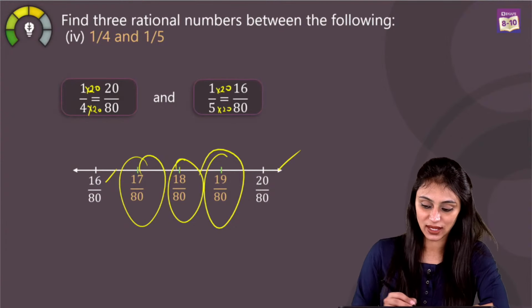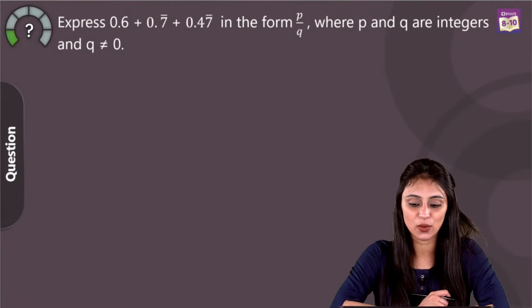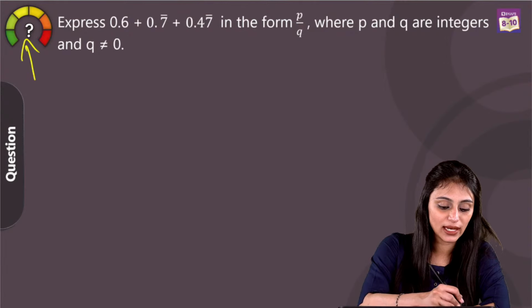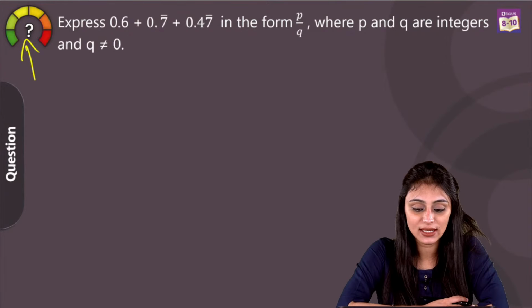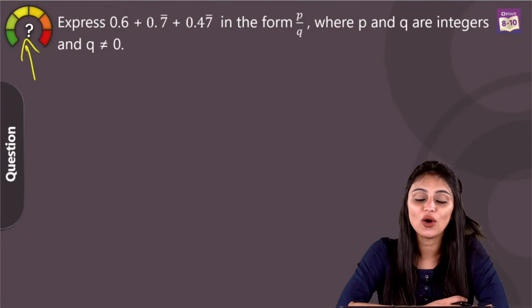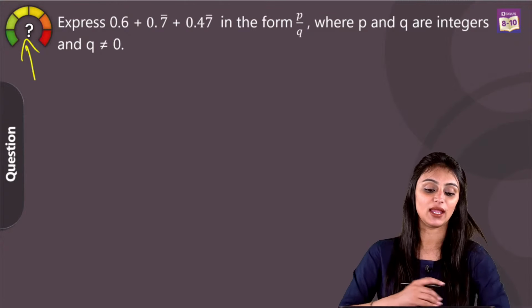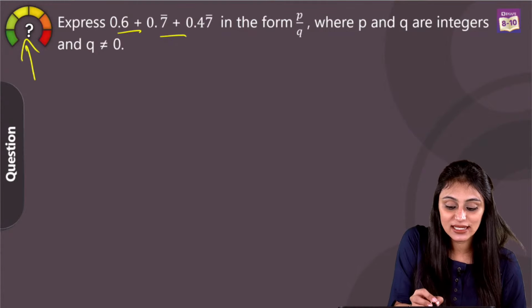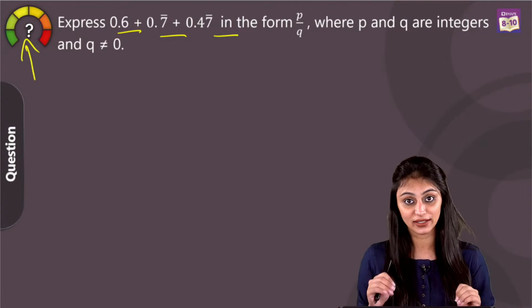All right. Now let's take a look at the next question. This is a difficult level 1, like you can see here. Express 0.6 plus 0.7 bar plus 0.47 bar in the form p by q, where p and q are integers and q is not equal to 0. So here what we have to do is, first we have to express each one of them in the p by q form to find this out.